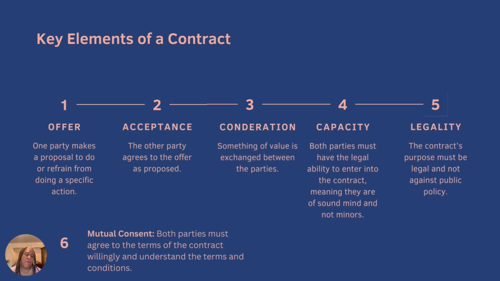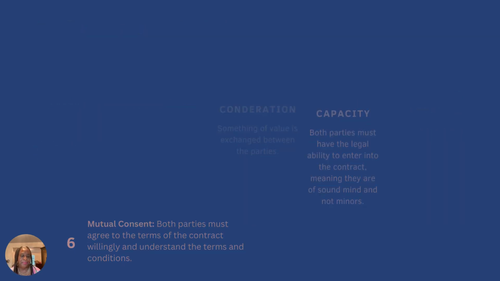We will now move into key elements of a contract. I think this is important for us to just have a quick understanding of the six steps that make up a contract. And that would be an offer, acceptance, consideration, capacity, legality, and mutual consent. These steps need to be in the contract to make it a valid contract.